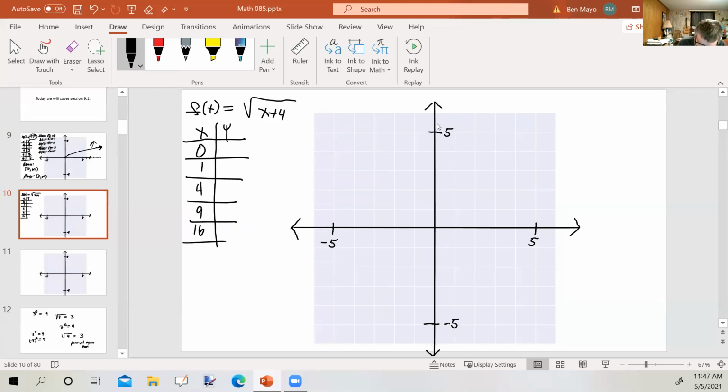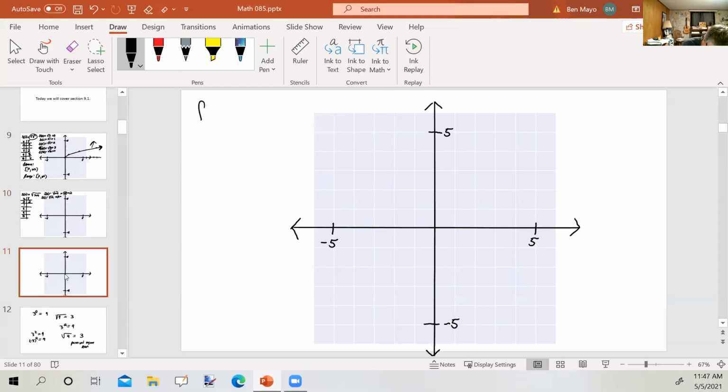If x is 0, f of 0 would be the square root of 0 plus 4, which is the square root of 4, which is 2. If x is 1, f of 1 would be the square root of 1 plus 4, which is the square root of 5, which is, oh, that's not very nice, is it? So by adding that plus 4, it kind of messed things up, didn't it? Well, let's take a different approach.